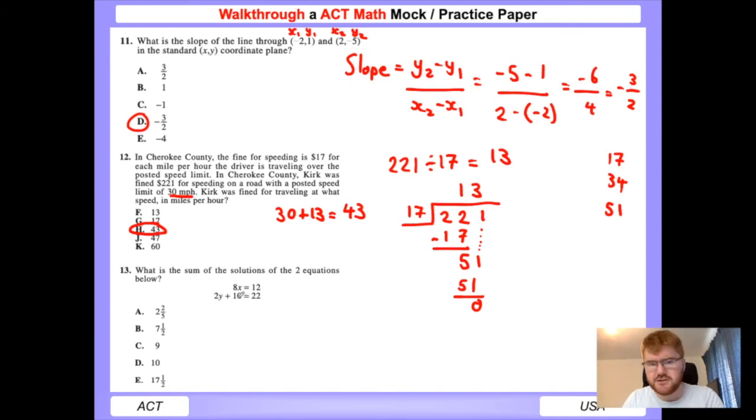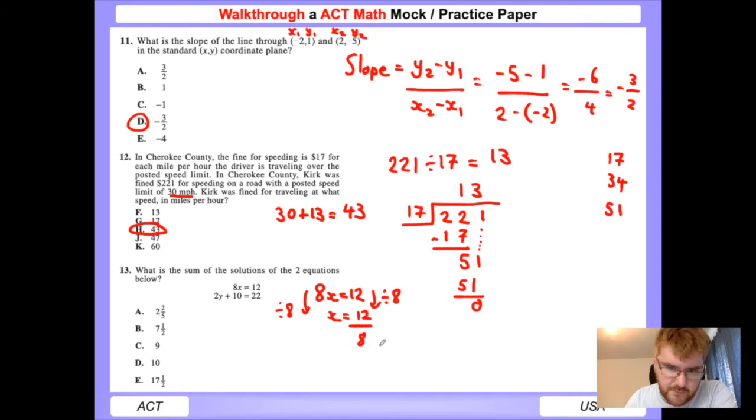This one's an interesting question here. So the sum of the solutions of the two equations below. So let's solve them both in turn. Well, if 8x is equal to 12, then if we divide by 8 on both sides. Now, I know some of you love decimals, which is fine as well. But I think we all agree here that this will be equal to 3 over 2. If you put 1.5, that's fine as well. But notice these answers are in fractions.